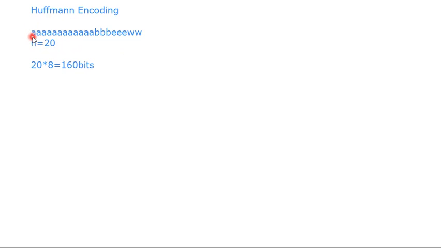So each character is transferred into bits. Each character has 8 bits in the ASCII form. Here, as there are 20 characters, it's 20 into 8, a total of 160 bits transferred to the target system through the network.